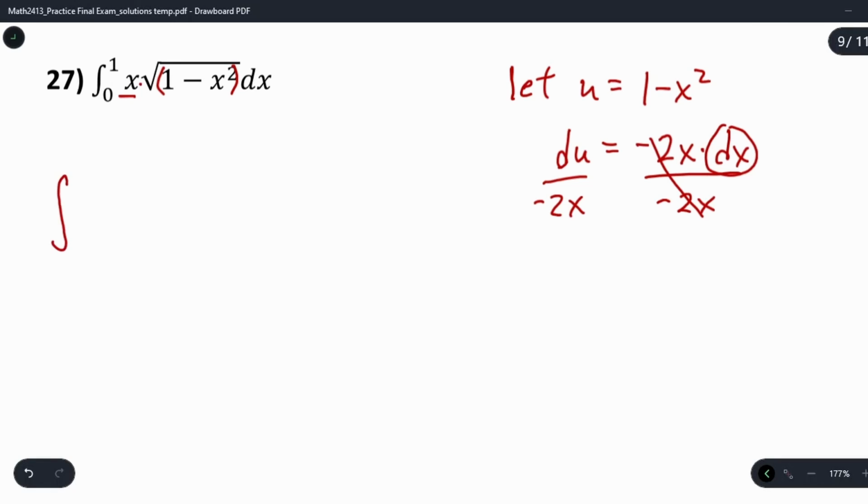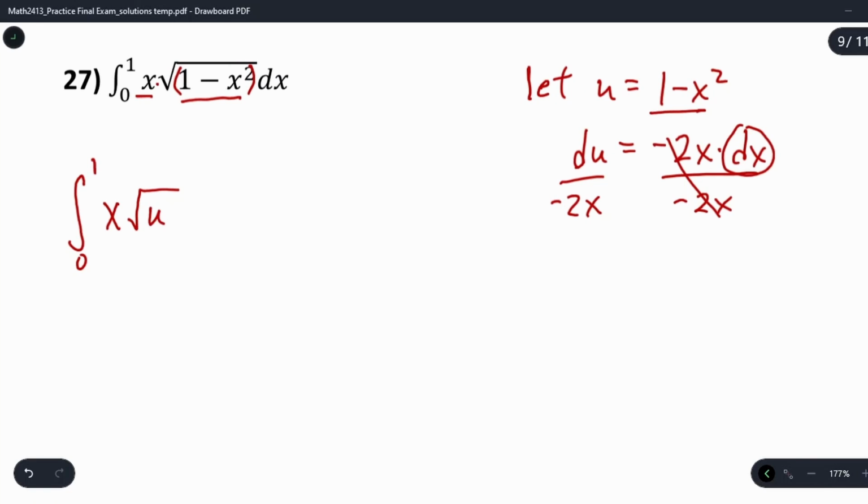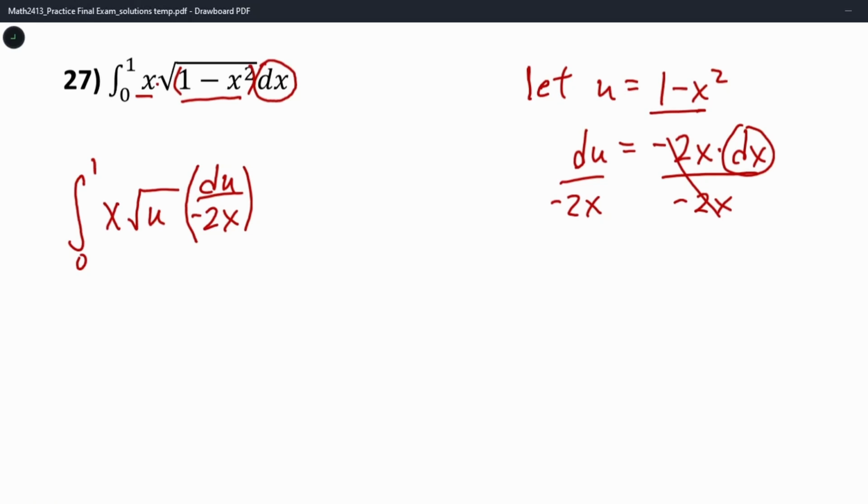So, simplifying, that's going to give us the integral from 0 to 1. The x is still here, but 1 minus x squared is u. So we're going to replace that with u. And then we're going to replace dx with what it's equal to, which is du over negative 2x. And now we can see that this substitution is going to work well because these x's will reduce out, leaving me an expression completely in terms of u.